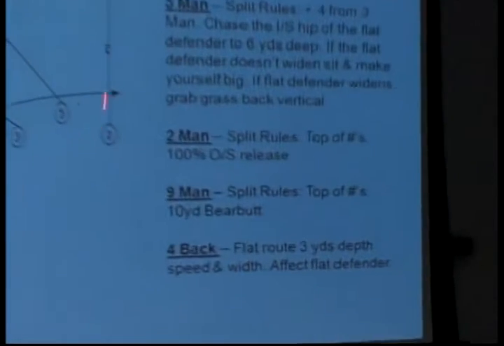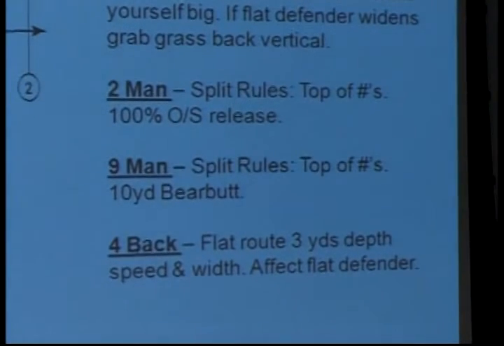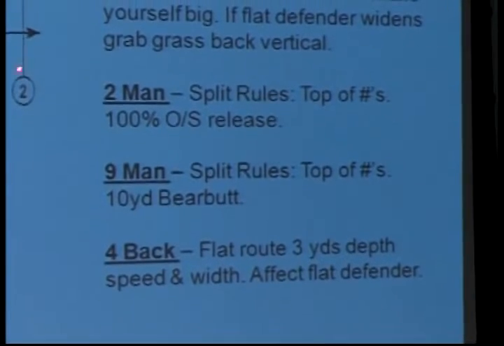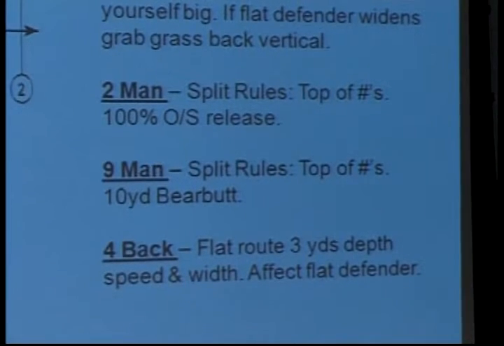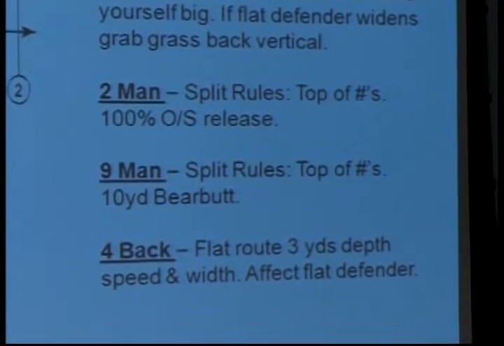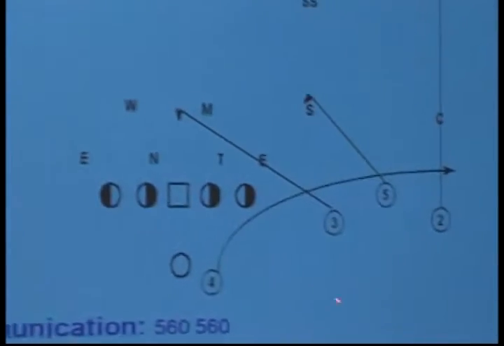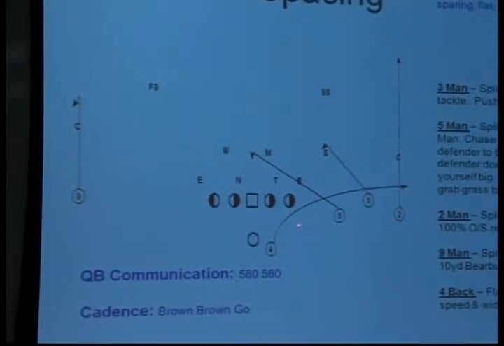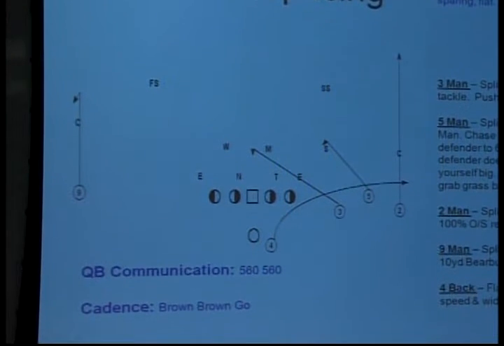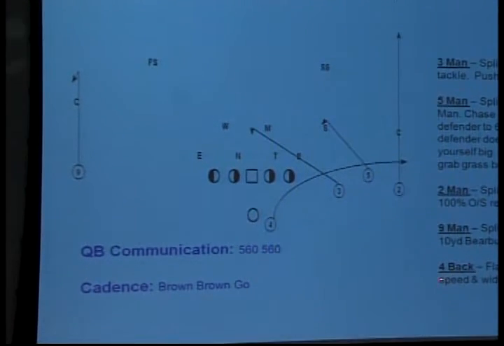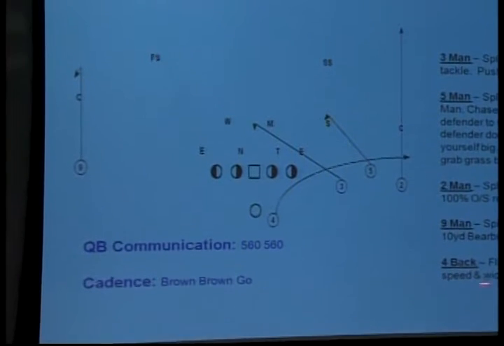Again, a lot of the concepts that we've put in give you a 100% outside release, top of the number. Get the corner out of the equation. 4-back, because it's a 560 protection, you're not involved in it. You're working a snag route, a flat route concept, or a 1 route. Okay, your 3 yards depth. The main thing is speed and width.